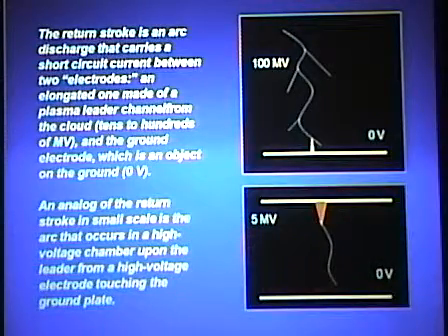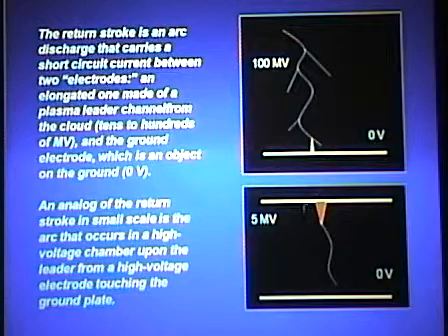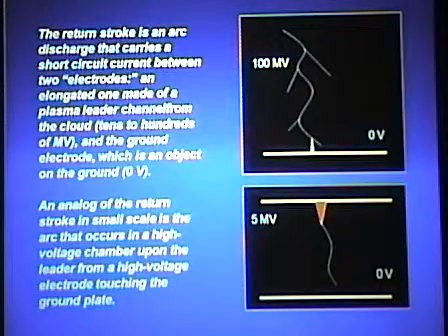And a very similar phenomenon is observed in high voltage laboratory, but in this case you have high voltage on one electrode, a pointed electrode from which the leader starts, and opposite polarity would be on the plate with 0 potential.